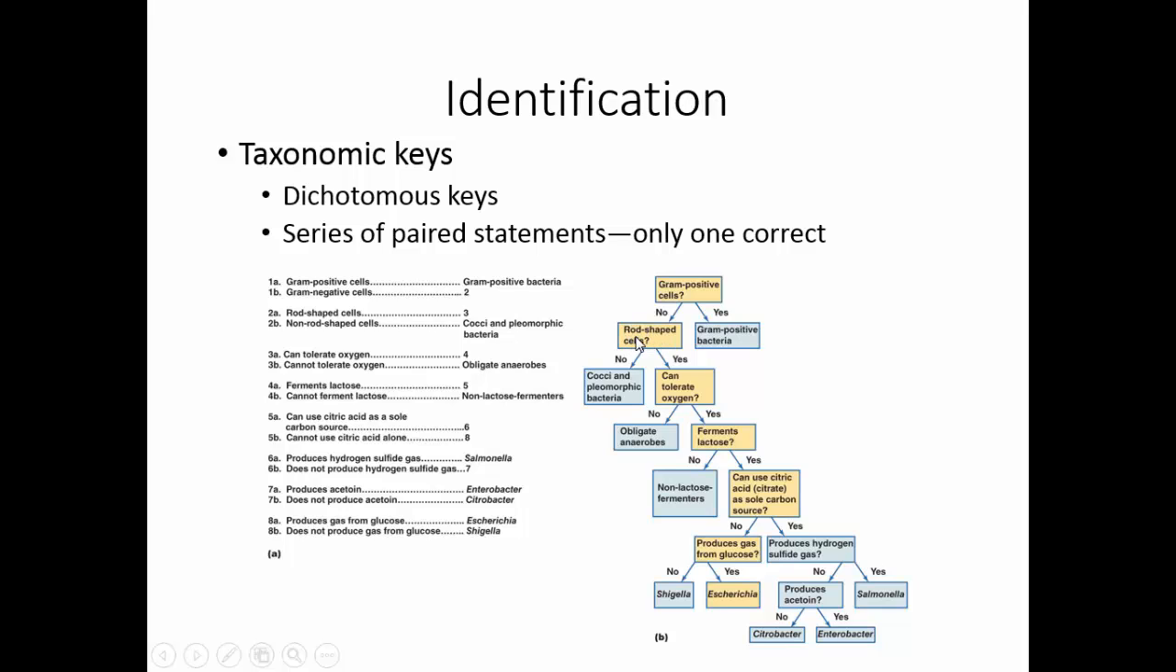Are they rod-shaped? Yes. Can they tolerate oxygen? Yes. Can they ferment lactose? Yes. Can they use citrate as their sole carbon source? No. Do they produce gas from glucose? Yes. We have Escherichia. You can see that if we had come up with some different answers, we would have been taken to a different pathway. But this is one of the ways that we can use all of those biochemical tests to help us identify organisms.